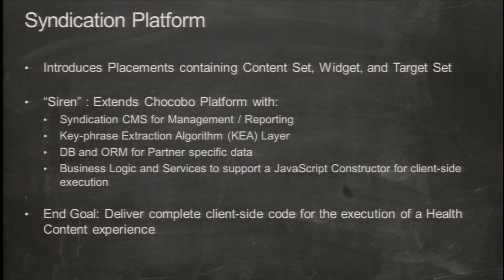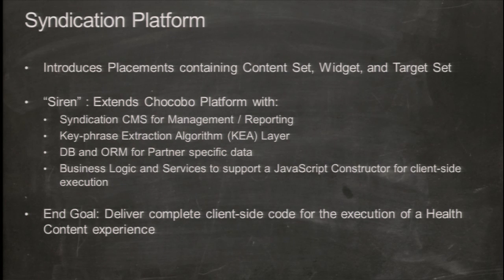We decided that what we would do is build something called a placement, a syndication placement, and it would contain 3 elements. A content set, which would describe what the publisher wanted to show up on their site. A widget, which was our idea of client-side code that would deliver some kind of application experience to the user. And a target set. The target set's actually the important part here.